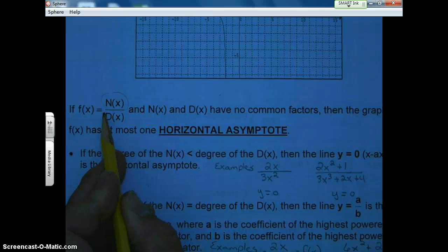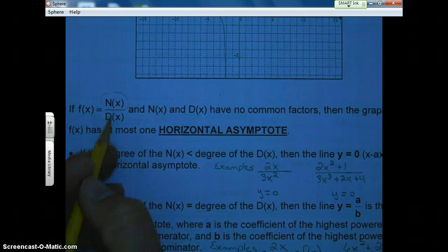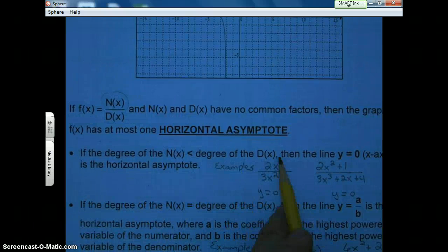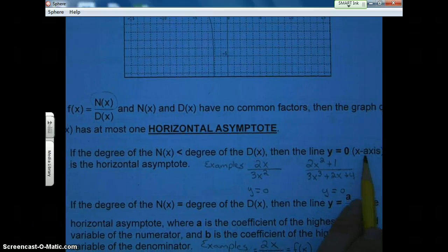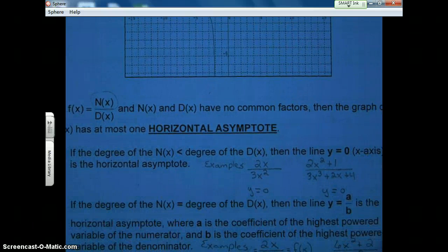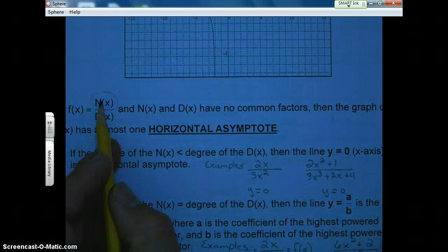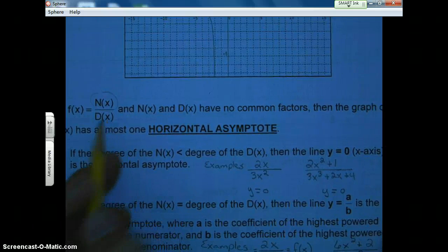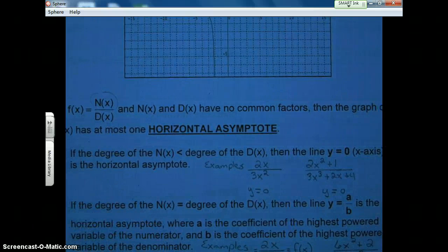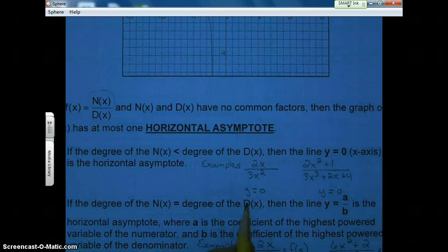Please know these rules. If the degree, remember we talked about that yesterday, if the degree of the numerator is less than the degree of the denominator, N for numerator, d for denominator, then the line y equals 0, which is the x-axis, is the horizontal asymptote. Very simple. You look at the degrees. If the top degree is less than the bottom degree, then y equals 0 is automatically the horizontal asymptote.